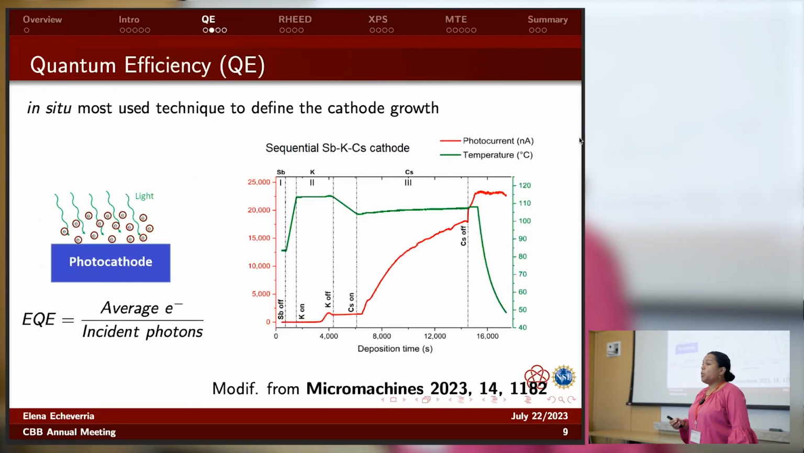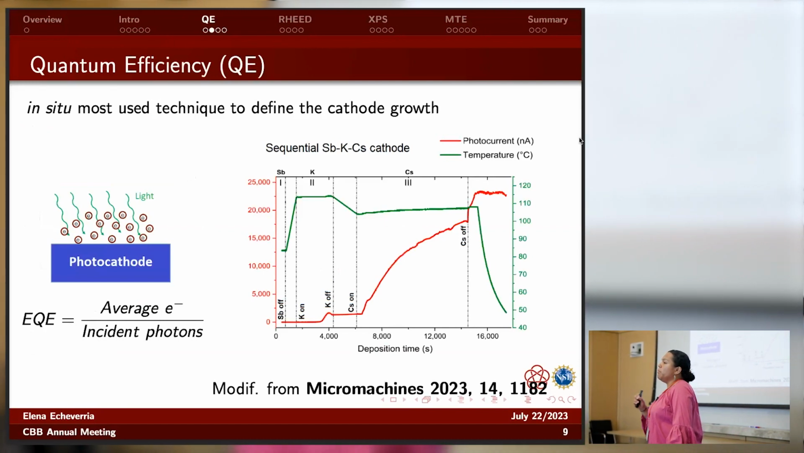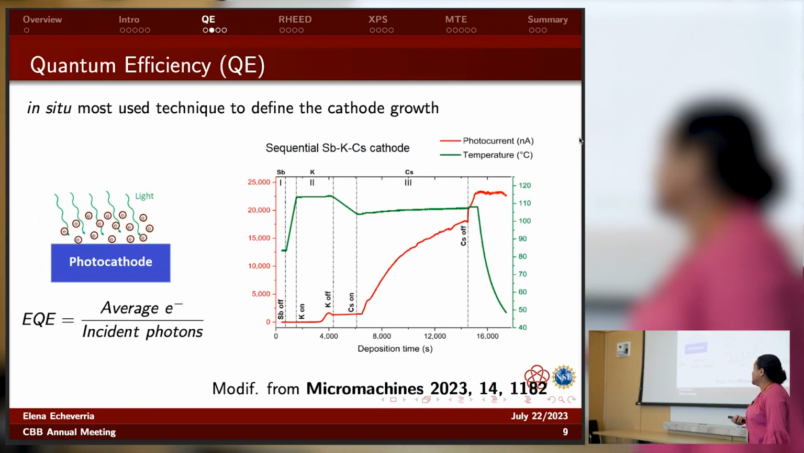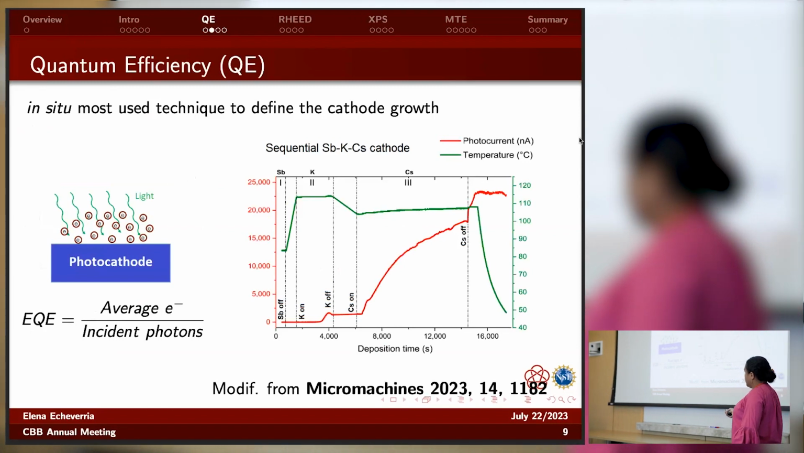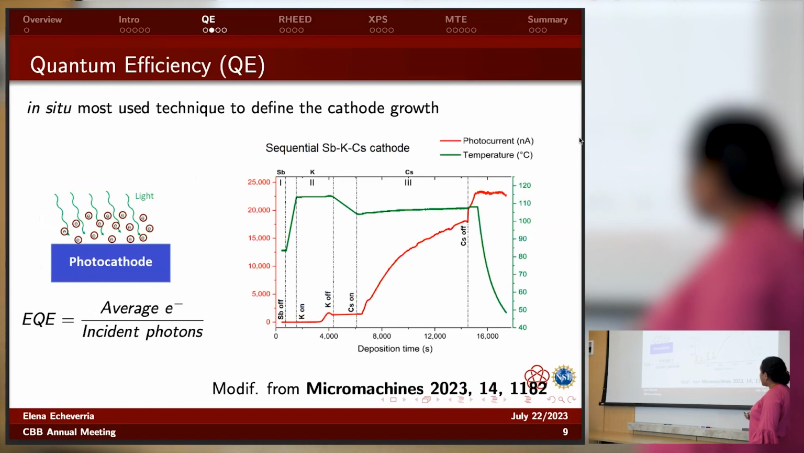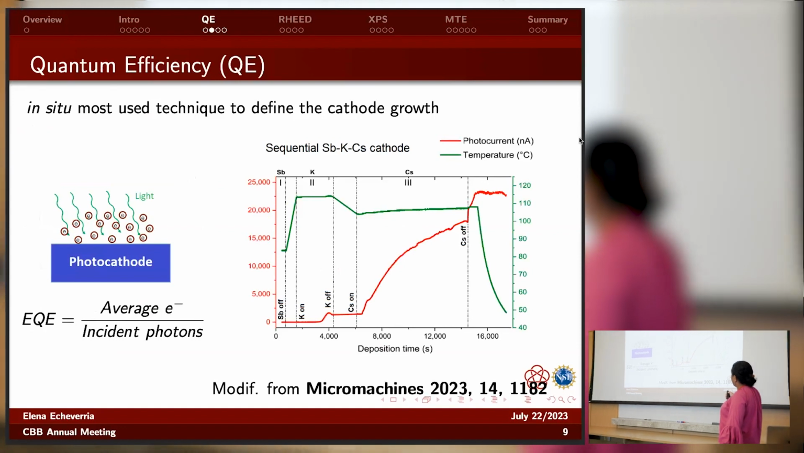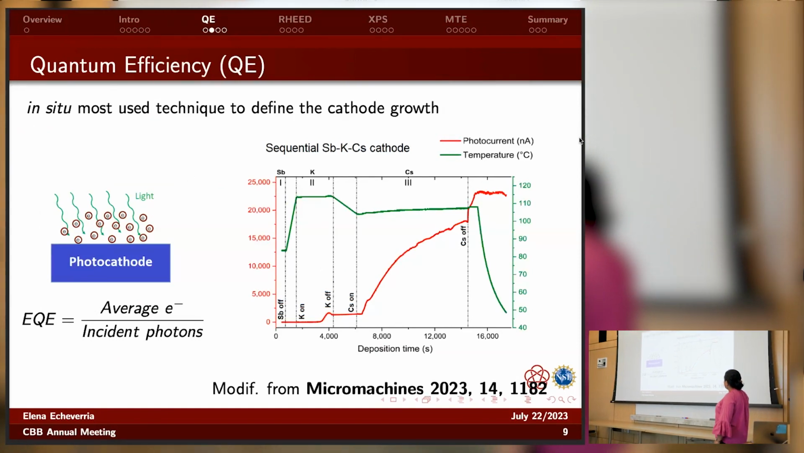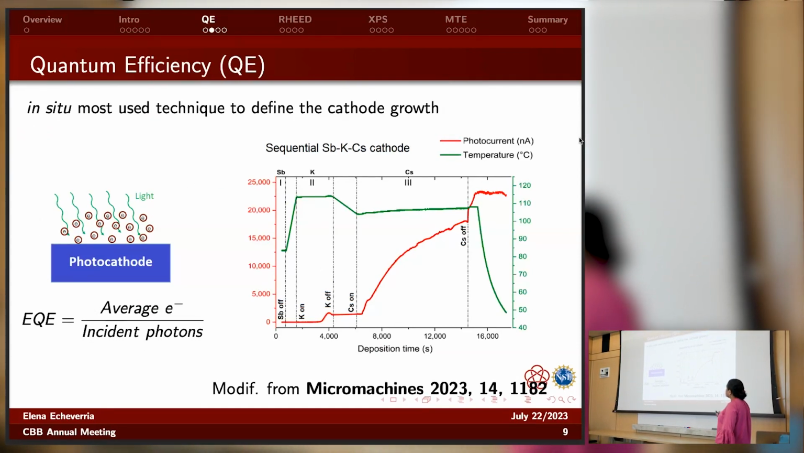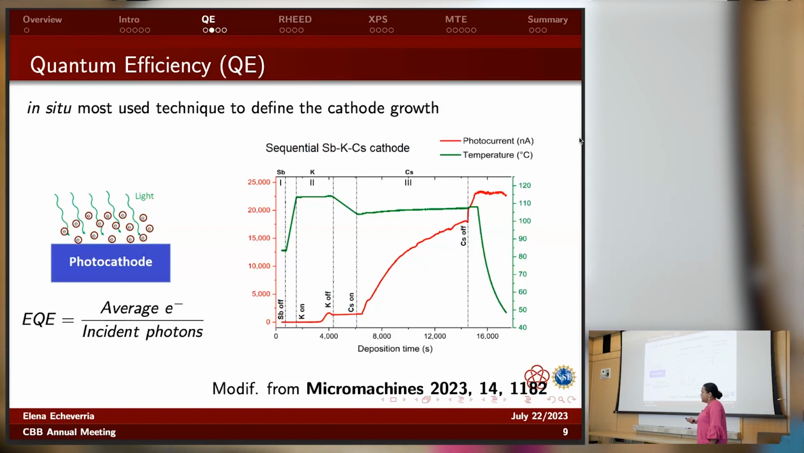And what we do, while we are growing the samples, is monitor the current that is generated. For instance, if we have a fixed number of incident photons, we only need to monitor the current being generated. In this example, a plot taken from this article, they are showing the photocurrent of the cathode that they are growing in red and the temperature of the sample in green.